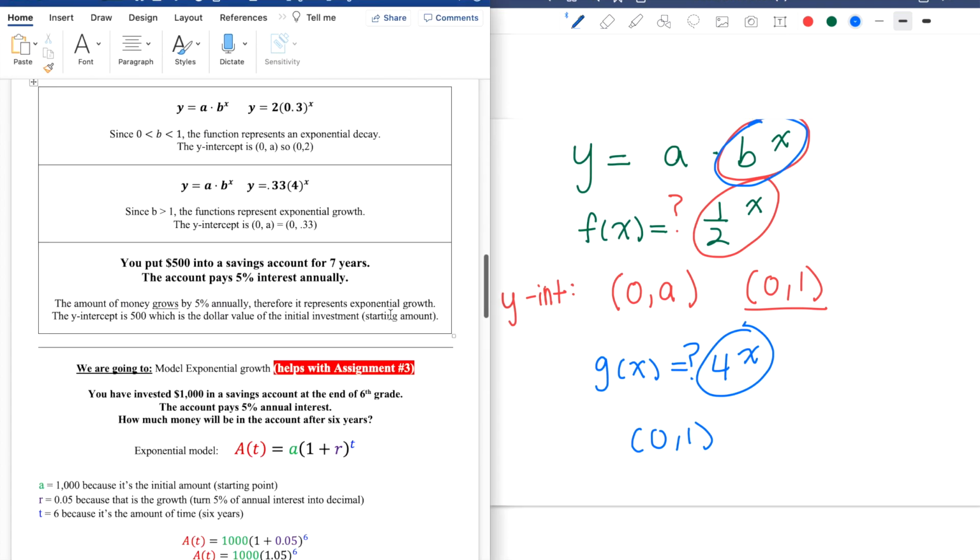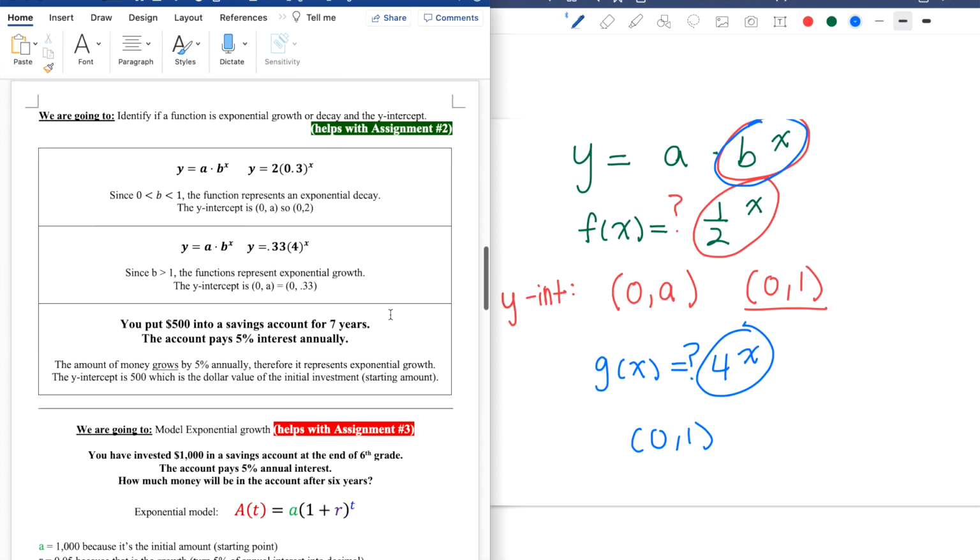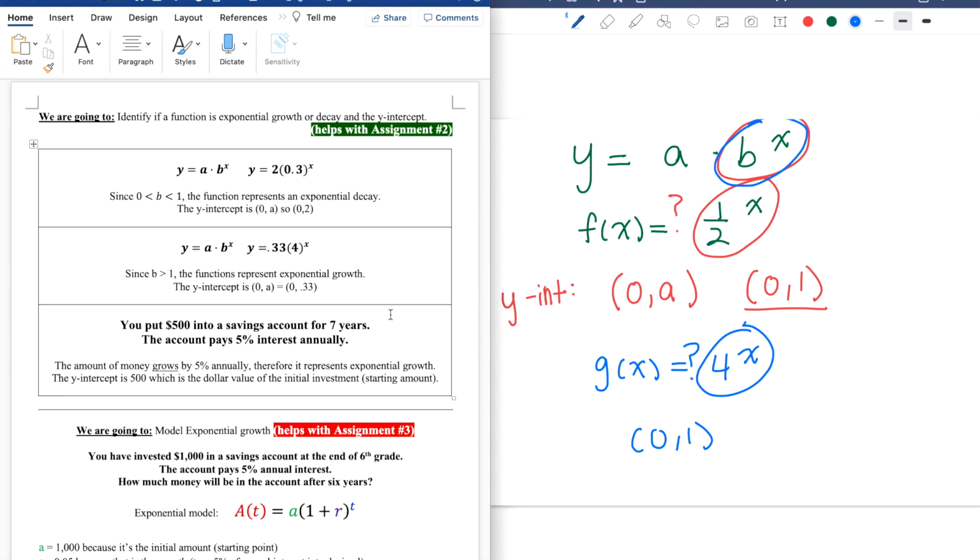Okay, let's move on to the next section in our notes. This section on page 3 is going to help you do assignment number 2. For assignment number 2, all you have to do is identify if a function is exponential growth or decay, and also find the y-intercept.